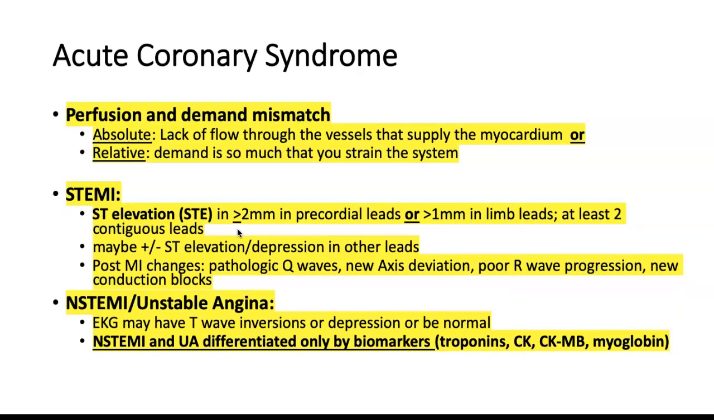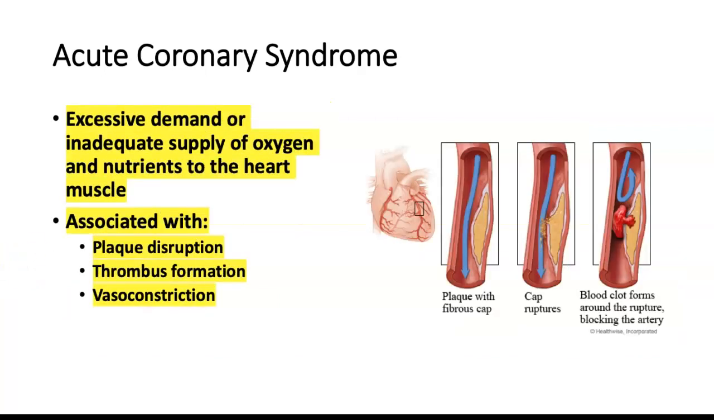In an NSTEMI or an unstable angina, the EKG may have T-wave inversions or depression, or even be normal. NSTEMI and unstable angina are differentiated only by biomarkers, so troponins, CK, CKMB, and myoglobin. So in acute coronary syndrome, there is excessive demand or inadequate supply of oxygen and nutrients to the heart muscle.